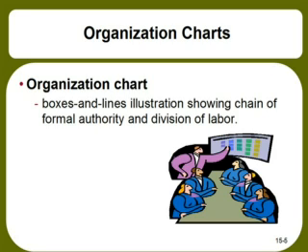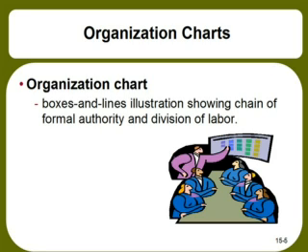How do individuals both within and outside the organization make sense of the organization structure? In other words, what does the organization look like? How is it structured? How many levels of management are there? Who reports to whom? And so on. The answer to these questions can be found in the organizational chart. The organization chart is an illustration using boxes and lines that show the chain of formal authority and the division of labor within the organization.